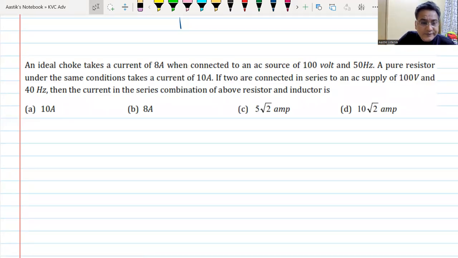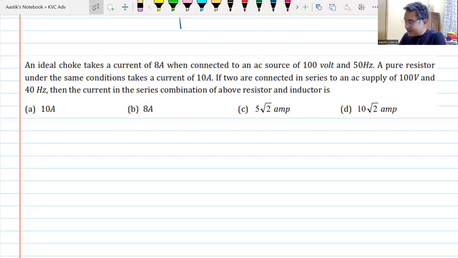An ideal choke coil, resistance is zero, takes a current of 8 amperes when connected to an AC source of 100 volt and 50 hertz. A pure resistor under the same condition takes a current of 10 ampere. If the two are connected in series to an AC supply of 100 volt and 40 hertz, what is the current in the series combination? You will get 2 minutes to solve this.